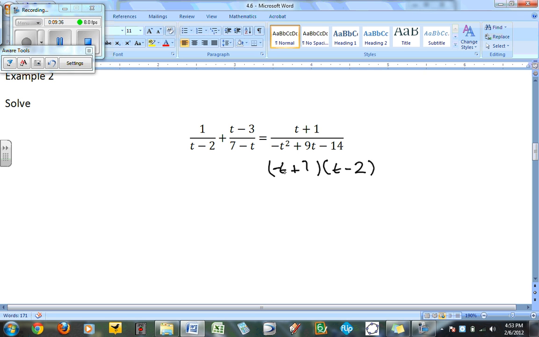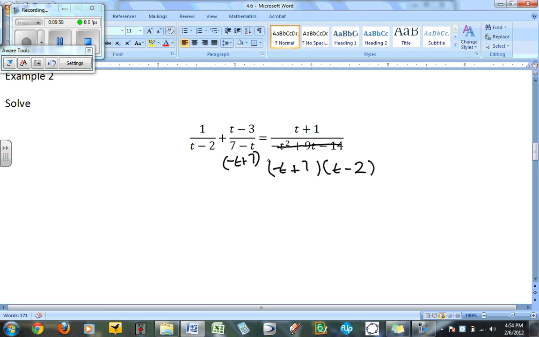So I get a negative t squared, and then I get a positive 2, and then I get a positive 7, and then I'd get a negative 14. So that's going to be that thing factored. I just had to play around for a little bit. We could also rewrite this thing as negative t plus 7, by the way, and this is t minus 2.